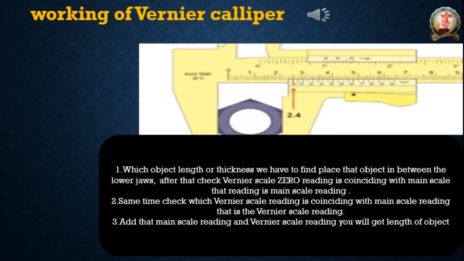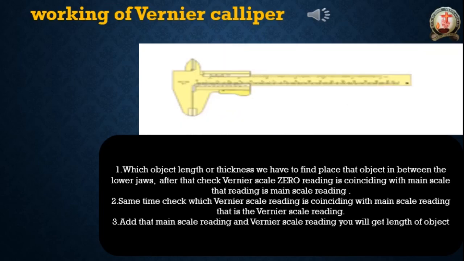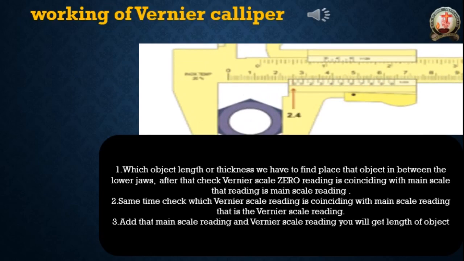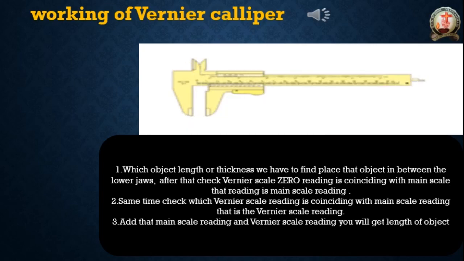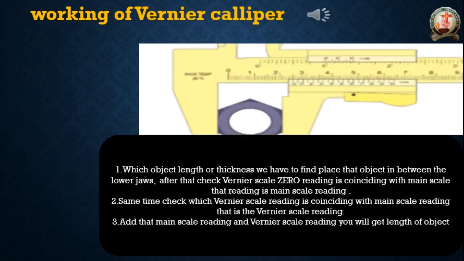So now you know the vernier scale reading and you know the main scale reading. What is the main scale reading? 2.4. What is the vernier scale reading? 0.07. You can add both. Then see the third point: add that main scale reading and vernier scale reading, you will get the length of the object. Okay, which object length you have to find? That object length you will find when you add that main scale reading 2.4 plus the vernier scale reading. How much is the vernier scale reading? 0.07. So 2.4 plus 0.07, 2.47. That is the length of the object.